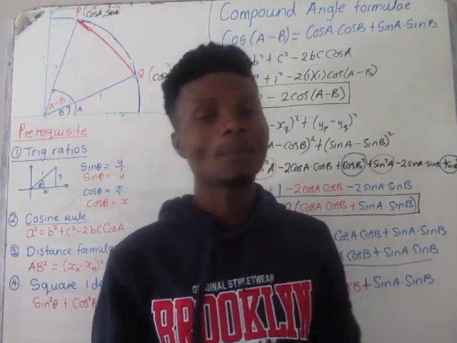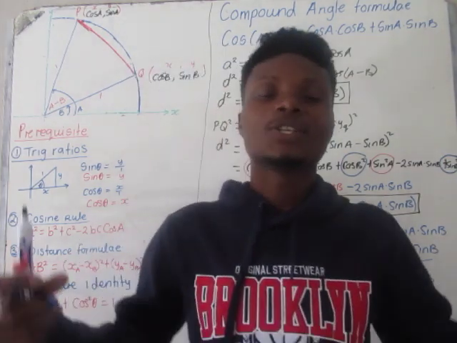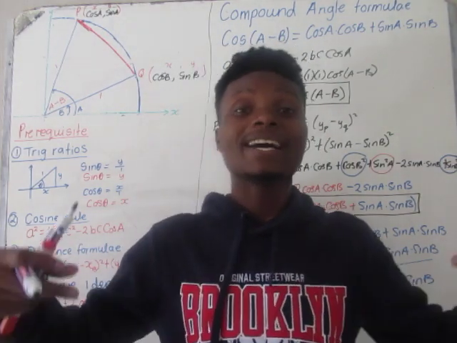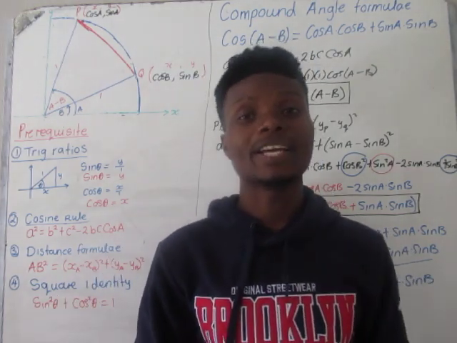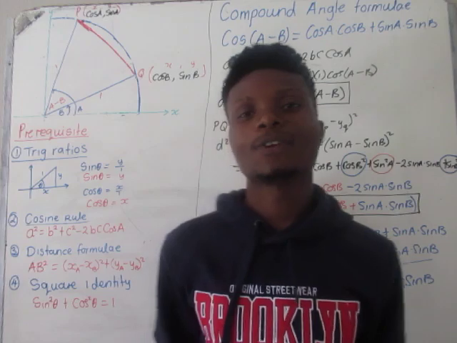So we simply said compound angle formula means we're adding two angles that are different, but there are also some other double angles, some other compound angles that we are going to prove in the following video.